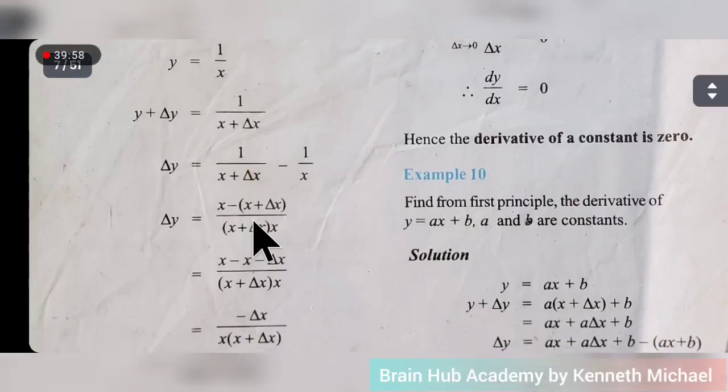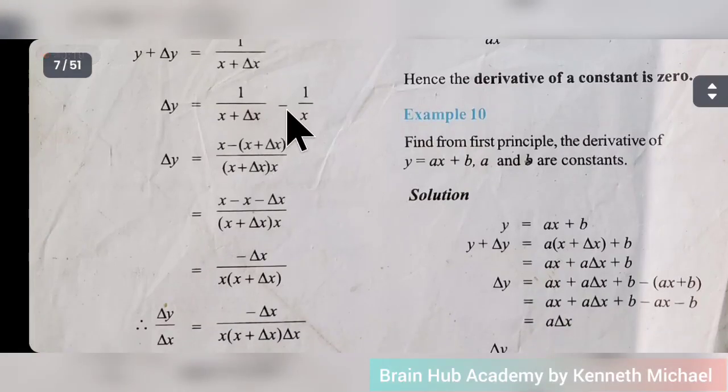So if that is the case, you are going to have, take this y to the right hand side, change to minus y. So the value of y before is 1 over s. So that is why we have 1 over s plus delta s minus 1 over s.